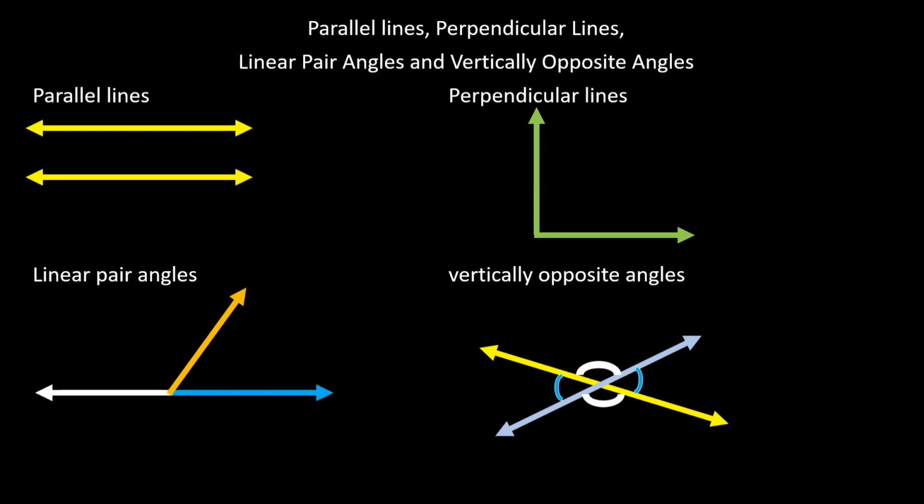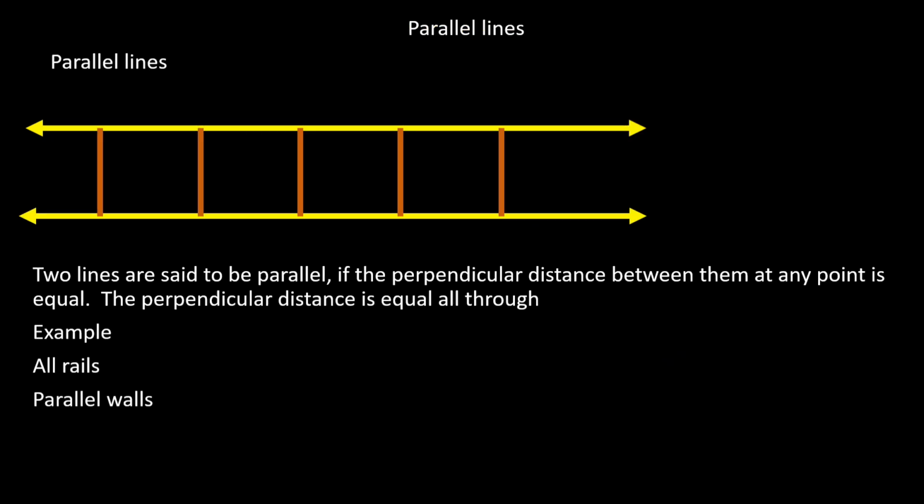Today we are going to learn parallel lines, perpendicular lines, then linear pair angles, then vertically opposite angles, right? Here you see, this is your parallel lines, and this is your perpendicular lines, and this is 90 degrees, and this is your linear pair angles, and this is vertically opposite angles. We'll see each and everything in detail.